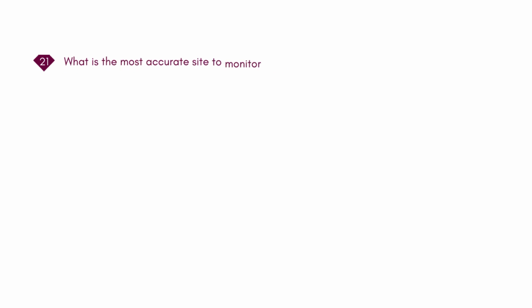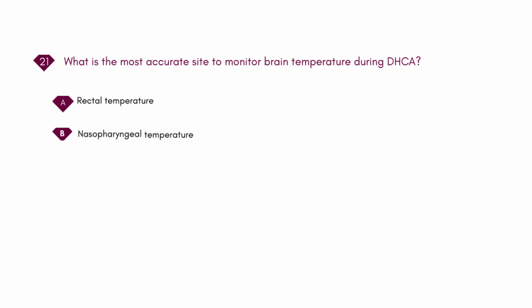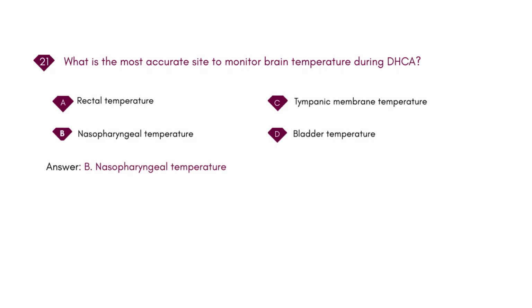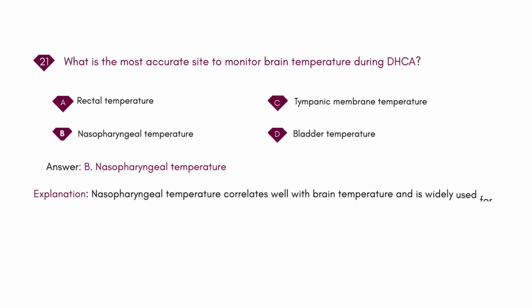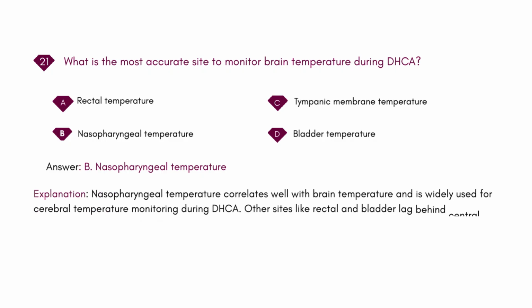What is the most accurate site to monitor brain temperature during DHCA? A. Rectal temperature. B. Nasopharyngeal temperature. C. Tympanic membrane temperature. D. Bladder temperature. Answer: B. Nasopharyngeal temperature. Explanation: nasopharyngeal temperature correlates well with brain temperature and is widely used for cerebral temperature monitoring during DHCA. Other sites like rectal and bladder lag behind central temperature changes.